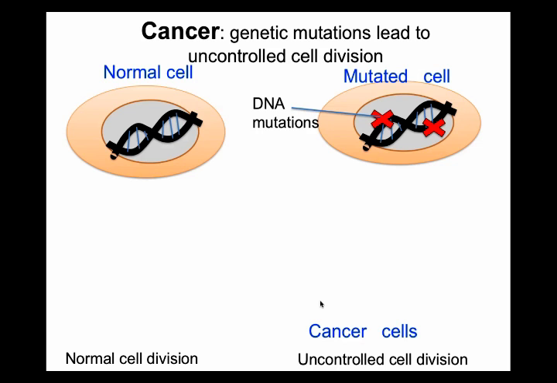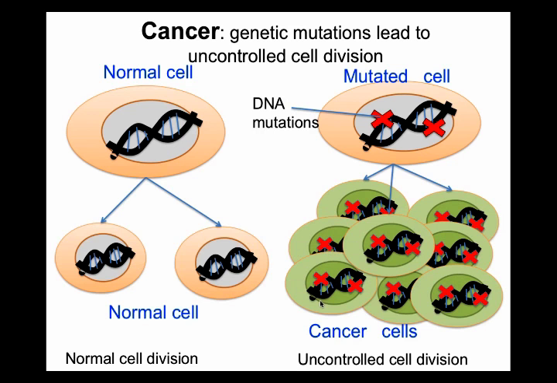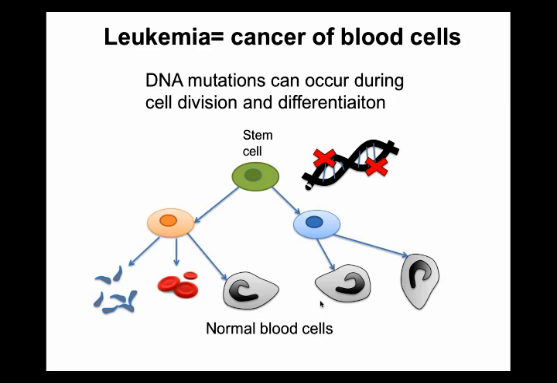Cancer is a disease caused by mutation at the DNA level. This type of mutation results in uncontrolled cell division, resulting in many cells of a particular type. In leukemia, we have an uncontrolled growth of cells of the bone marrow, so it's a cancer of blood cells.